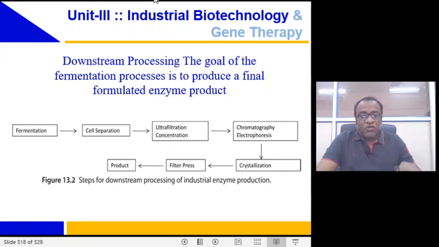So if you want to optimize the unit operations, does the unit operation optimization enhance the overall process optimization? All these questions need to be answered in the downstream processing when the goal is to produce a final formulated enzyme product, right? For example, product concentration or purity in the fermentation broth can significantly impact the downstream purification unit operations.